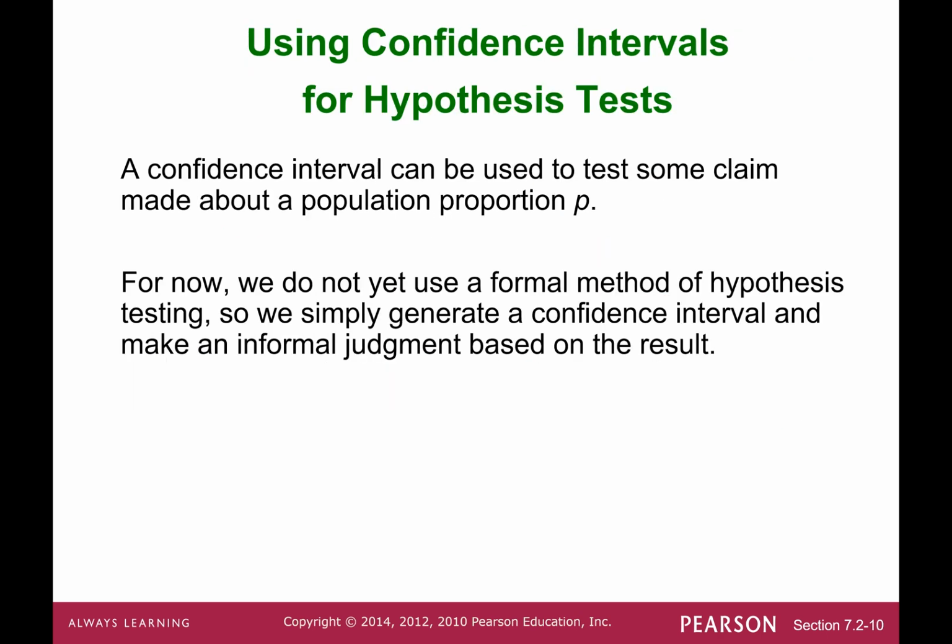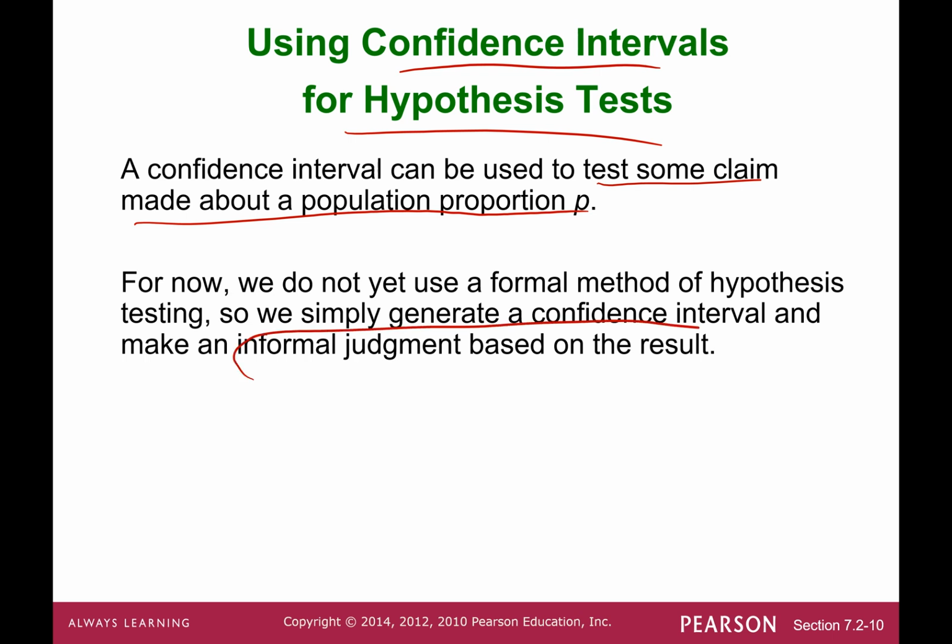So, using a confidence interval for hypothesis testing: a confidence interval could be used to test some claim made about the population proportion p. However, it only gives us an informal judgment based on the result. So in chapter 8, we're going to learn a completely new set of methods for hypothesis testing. A confidence interval only gives us an informal judgment about any claim or hypothesis.